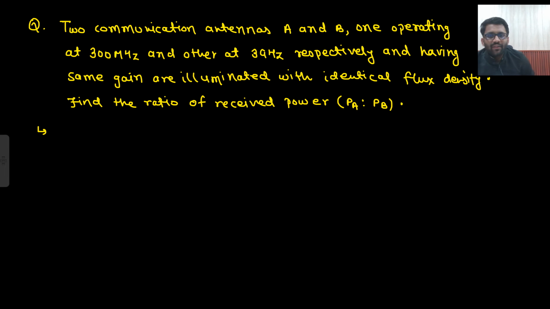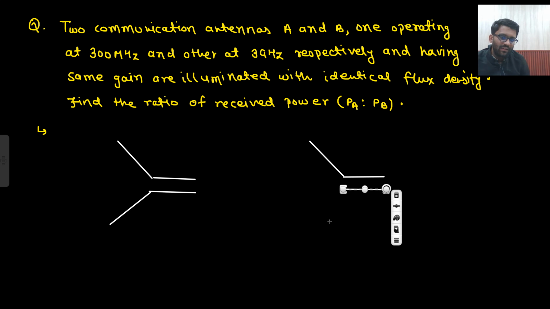Two communication antennas A and B, one operating at 300 MHz, the other operating at 3 GHz respectively, having the same gain, illuminated with identical flux density. Find the ratio of received power. Even if you are not able to solve this one, it is fine. What is the meaning of having the same gain and being illuminated with identical flux density? It means there are two receiving antennas, receiving antenna A and receiving antenna B.